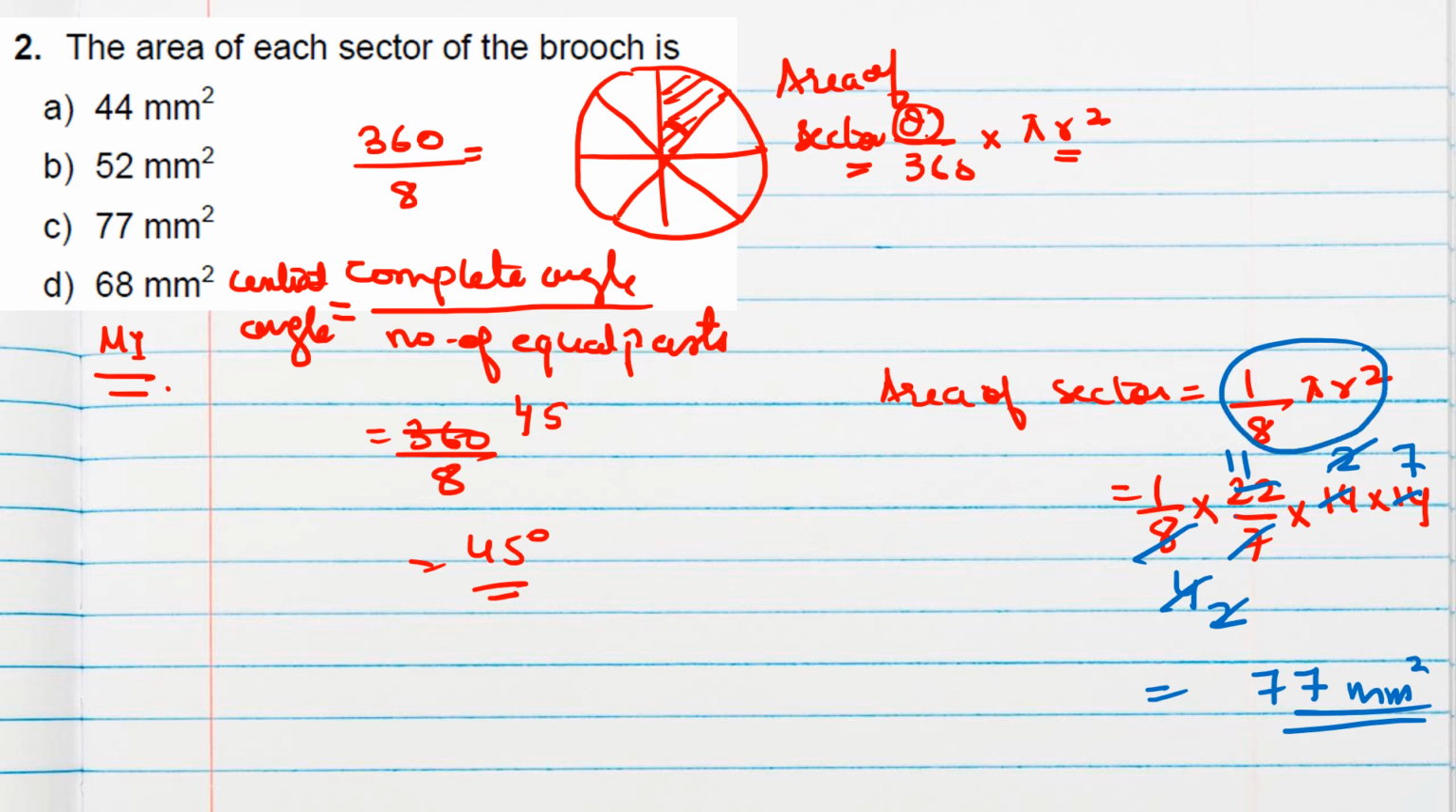Suppose circle is divided into 10 equal parts, so area of one sector will be 1 by 10 of pi r square. Similarly you can use 1 by n. Generalized formula will be 1 by n pi r square, where n value is number of equal sectors one circle is divided into. So this way it will come easily. So our option C is correct option.